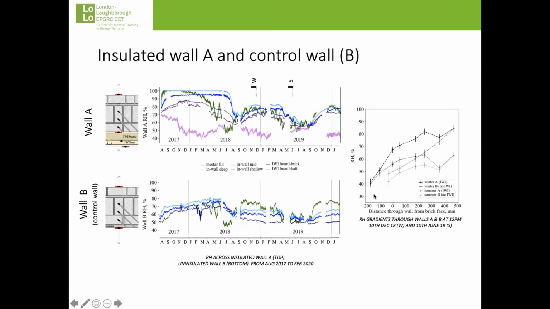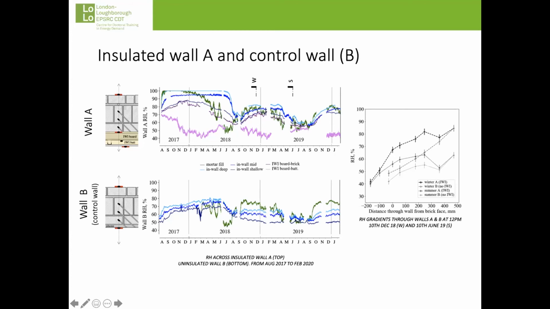This slide shows some of the data from the insulated wall A alongside the control wall B, which remained uninsulated. Immediately after wall A was insulated, the outside of the wall was jet washed, which significantly increased the relative humidity in the middle of the wall, which is the turquoise blue line just there. This dropped to approximately normal levels after a year.